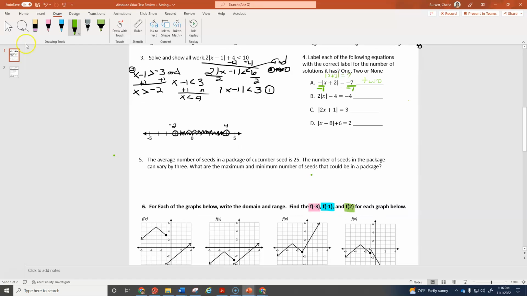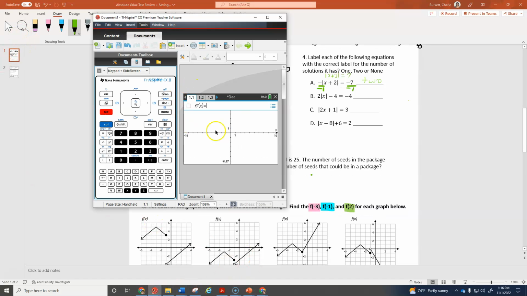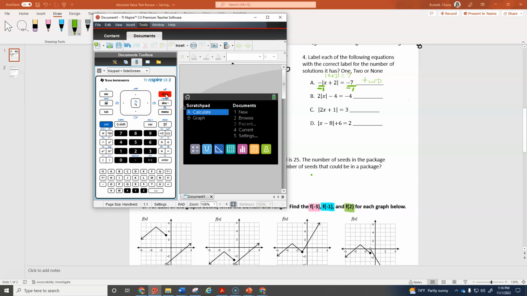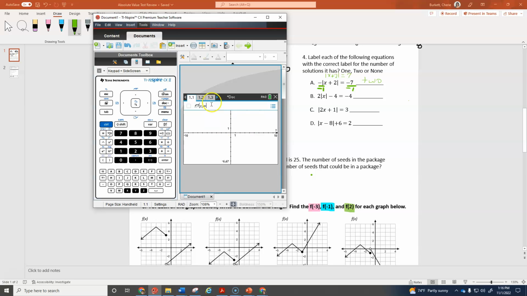You can also use your calculator. So I'm going to pull up my calculator right here. I've opened a graphs page. If you're not sure how to do that, on the home button right here, you can click the home button. You can go to this thing right here and it'll open a graphs page. I don't want to do that because I've already got some things graphed and I don't want to lose them, so I'm going to go back to number 4 right there.